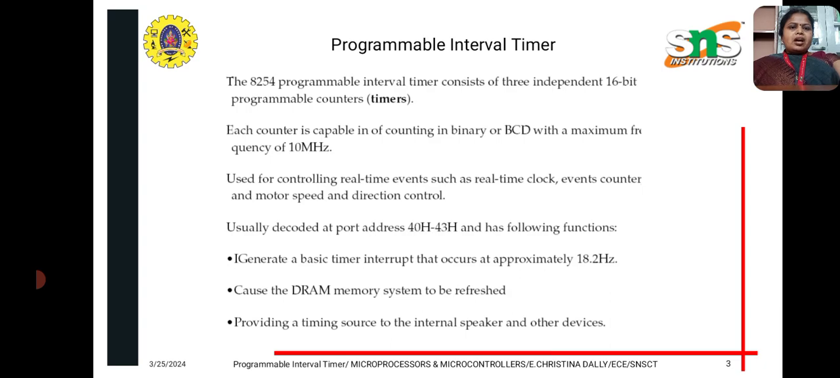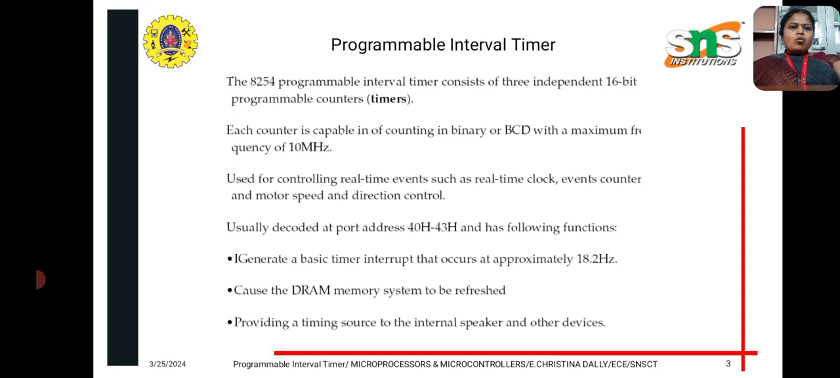The programmable interval timer consists of three independent 16-bit counters. Each counter is capable of counting in binary or BCD with a maximum frequency of 10 MHz. Here, we have three timers, and each timer has a maximum frequency of 10 MHz. For what purpose do we use this timer? It is used for controlling real-time events such as real-time clock, events counter, and motor speed and direction control.